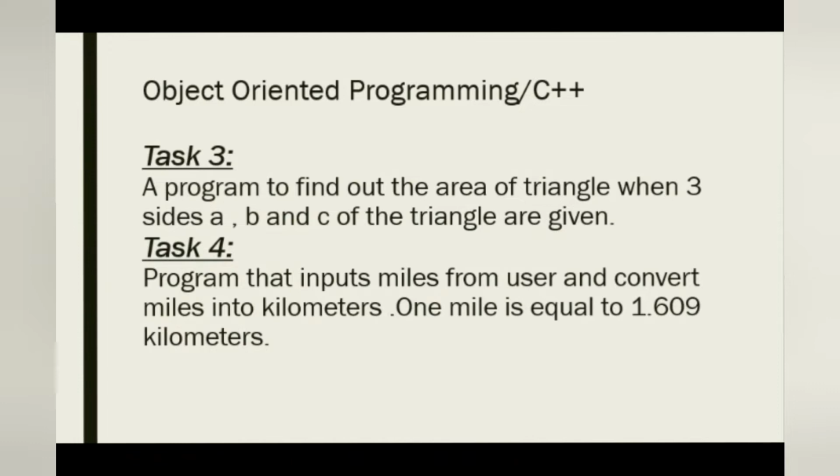The task number 3 is a program to find out the area of a triangle when three sides A, B and C of the triangle are given. The task number 4 is a program that inputs miles from the user and converts miles into kilometers. 1 mile is equal to 1.609 kilometers as given in the question. So let's start the video.